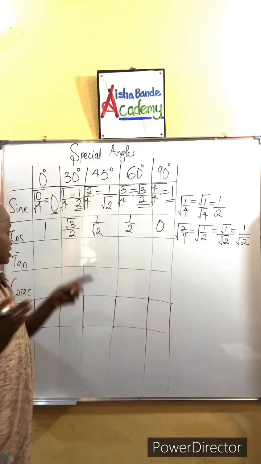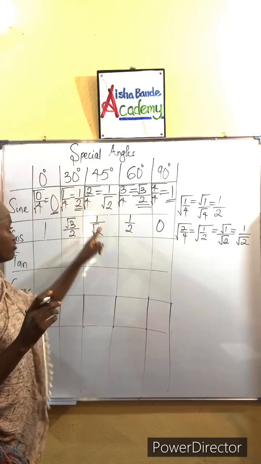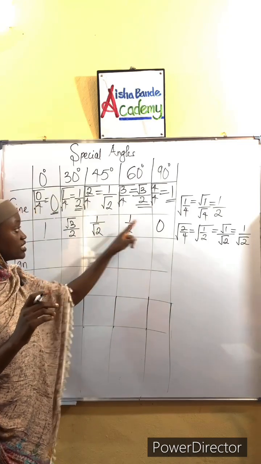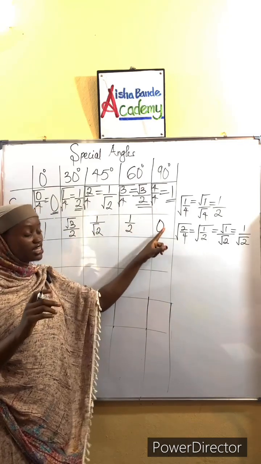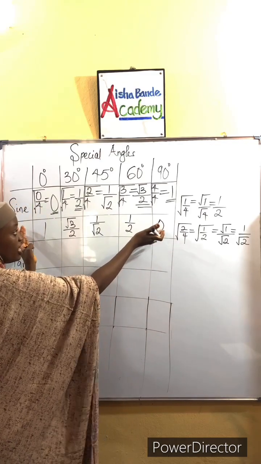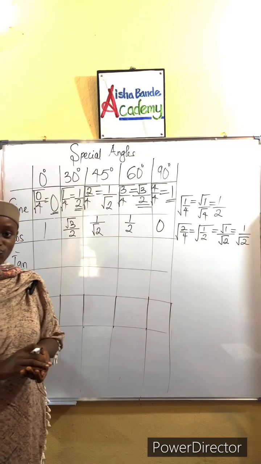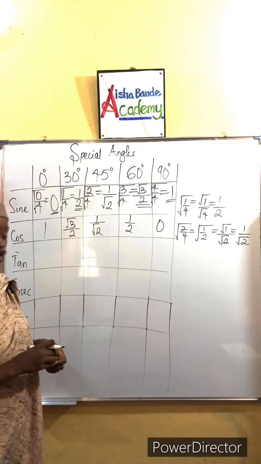So what this means is cos 0 is 1, cos 30 is root 3 over 2, cos 45 is 1 over root 2, cos 60 is 1 over 2, while cos 90 is 0. So looking at these figures we have here, it shows that it is the mirror image of sine. Okay, let's move on to tan now.